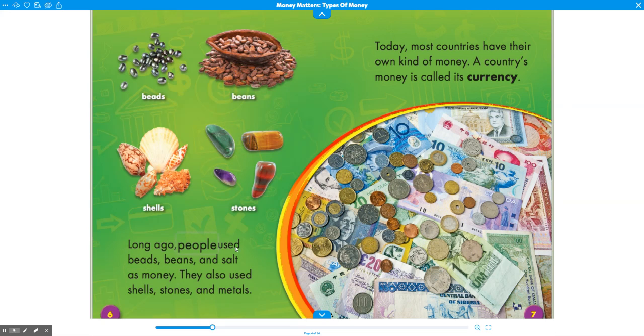Long ago, people used beads, beans, and salt as money. They also used shells, stones, and metals. Today, most countries have their own kind of money. A country's money is called its currency.